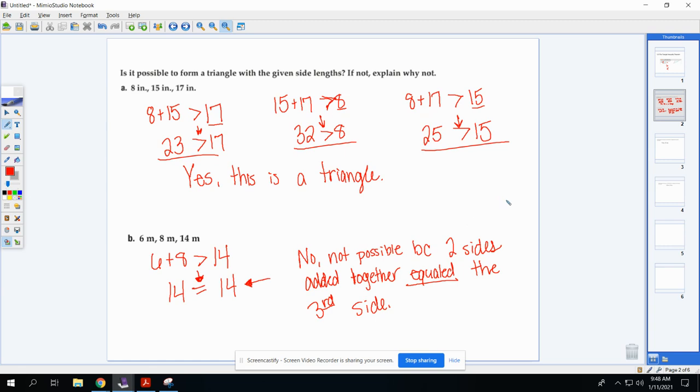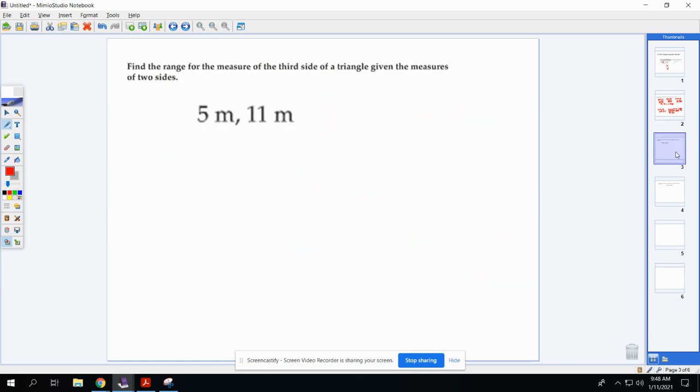Hopefully you can get an idea as to how this works. Remember, if you show that the first 2 sides are greater than the third, and that checks out for all three of your inequalities, then you're good. That's a triangle. But anytime it's not greater than, whether it's equal or less than, we are going to have to say no, this is not a possible triangle.